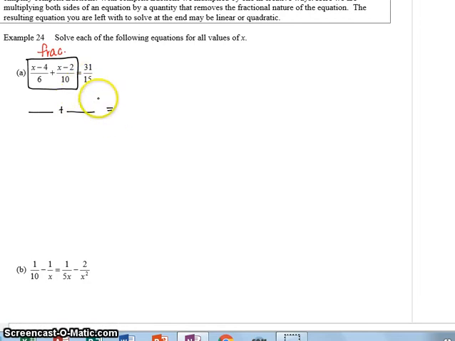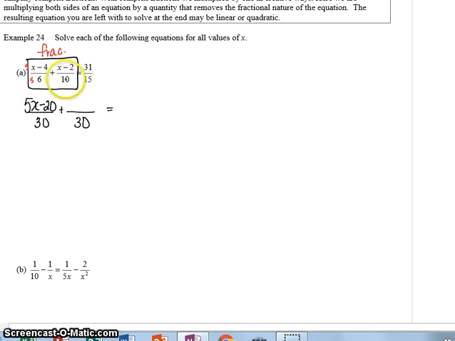So, I need a common denominator. 6 and 10 would both go into, I think, 30. If you said 60, that's okay, but then you'd have to reduce it. But they both go into 30. So now you're going to say, how does 6 go to 30? I multiply it by 5. So I'm going to multiply the top by 5, and I'm going to get 5x minus 20.